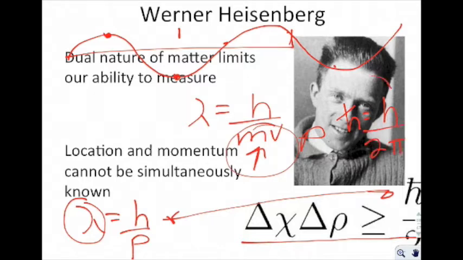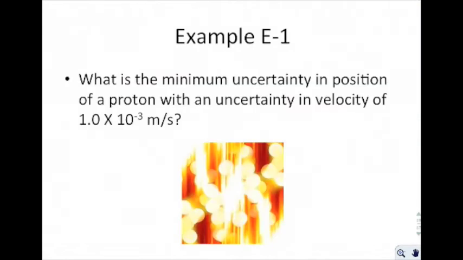Now you say, well, why would they do that? Why would they create a whole new variable and not just put h over 2 pi? The reason why is this constant right here comes up so much in chemistry when you look at the atom that they decided to give it its own variable, because it just comes up that often that it's better to go ahead and make it its own thing. So now we're going to calculate the minimum uncertainty in position of a proton with the uncertainty in velocity of 1 times 10 to the minus third.